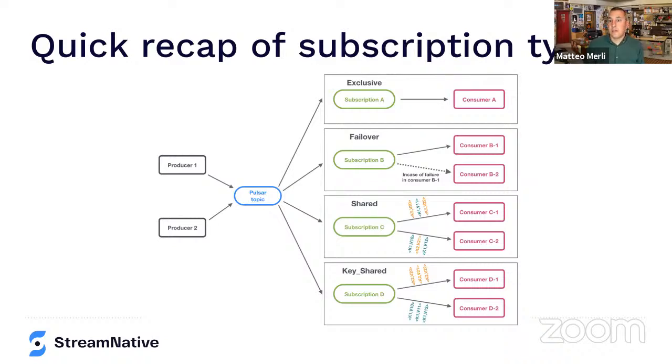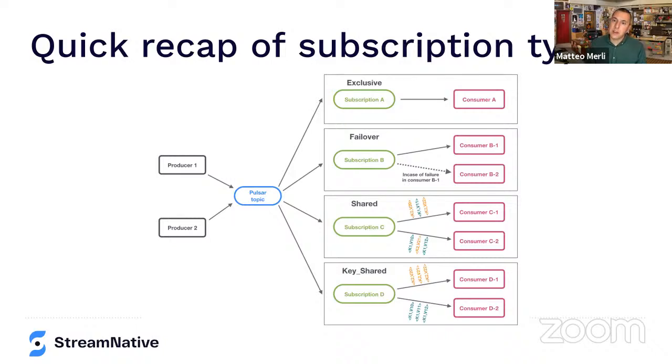So the basic one is exclusive, so only one consumer is allowed to attach the subscription. That's very easy. If you have a second consumer, you get an error when it subscribes. And the second one is failover. Failover means that there is only one active consumer on the subscription, and the other one will be in standby.